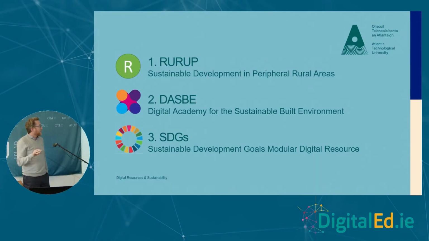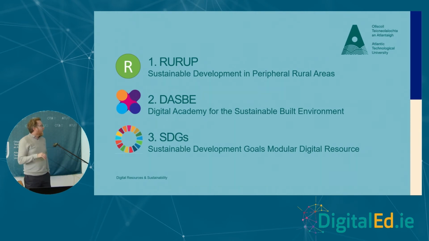Thanks, Karina. Thanks very much. So today we're going to showcase 3 resources. Here in AIT, sustainability has been identified as one of the main themes in our programmatic review, and we've been working on a lot of resources about sustainability, and they target key industries. The first one will be RURUP, which targets agriculture, and the second one, the DASBE project, targets the built environment and building industry.